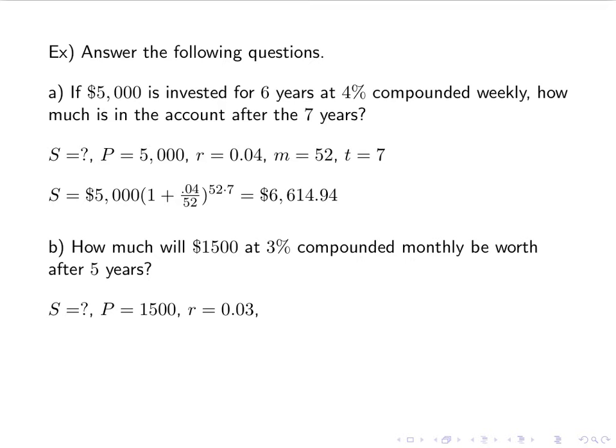And then m, compounded monthly. How many months are in a year? 12. And then the last thing is t, how many years? 5.